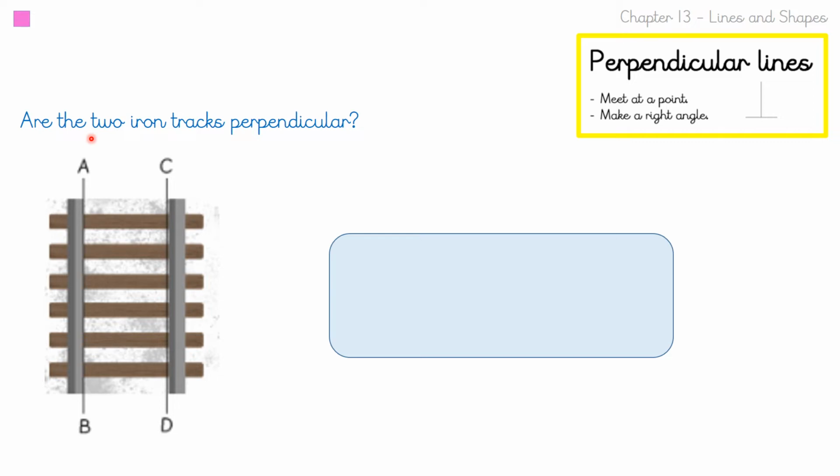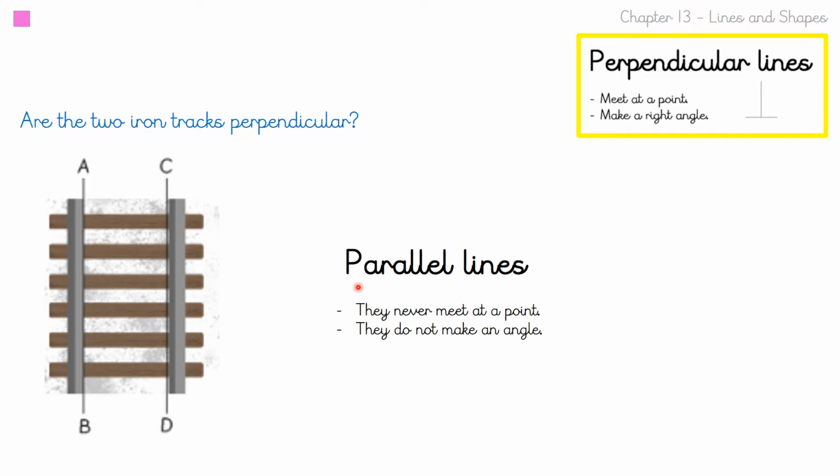So these lines that do not meet at a point, they have a special name. Do you know how these lines are called? They are not called perpendicular lines. They are called something else. It's also a long word. Can you guess? Let's find out together. So they are called parallel lines.